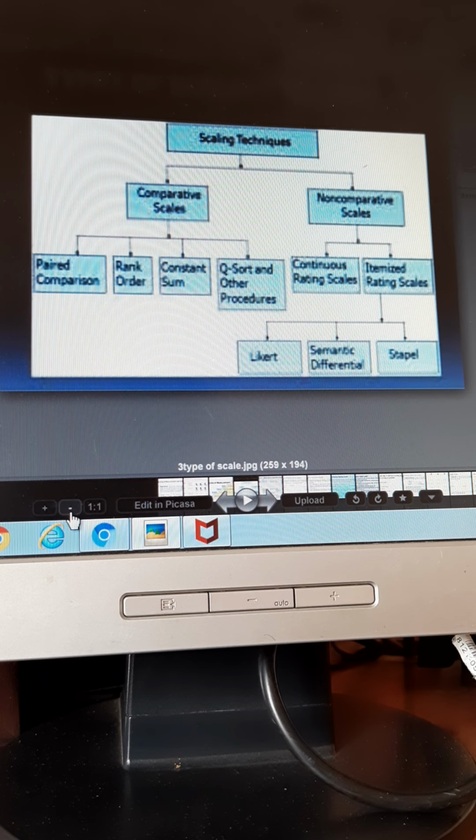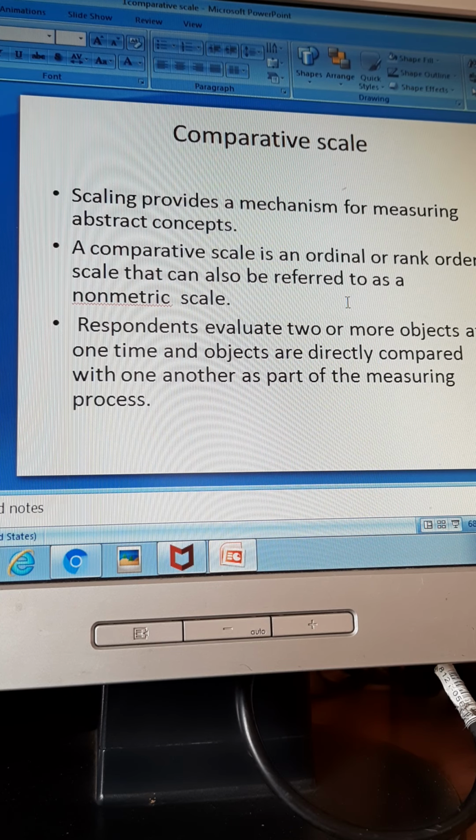Okay, so if you look at gold or silver or vegetables, you have a scale to measure. However, to measure happiness, we don't have one. We have to construct it. That's where we started this entire thing from. So scaling provides a mechanism for measuring abstract things. Comparative scale is an ordinal scale. Remember, we did the basic scales: ordinal scale, nominal scale.